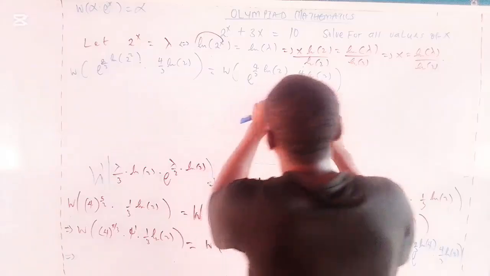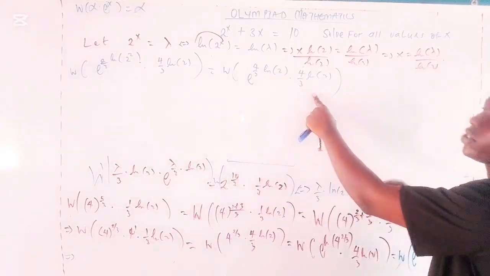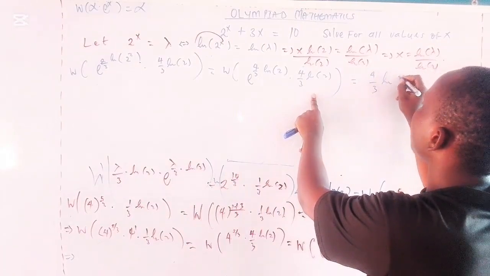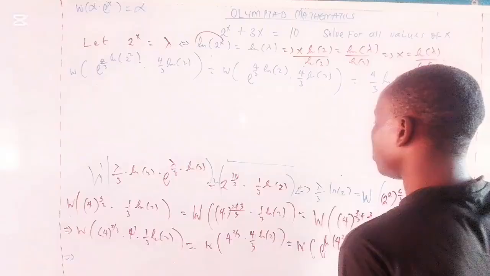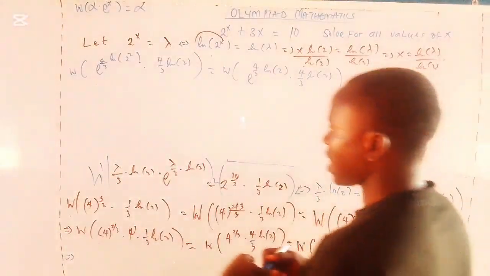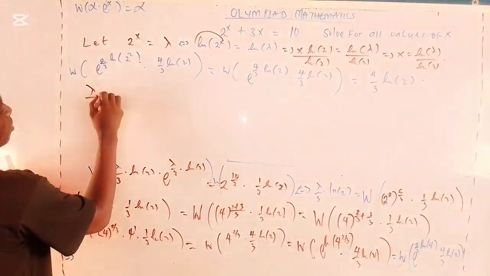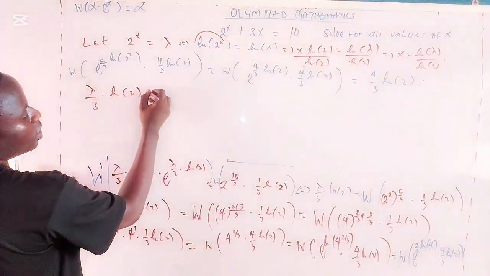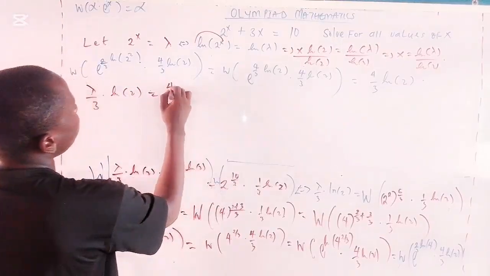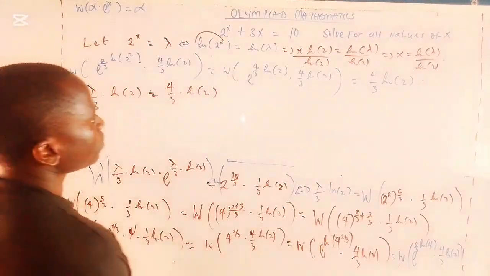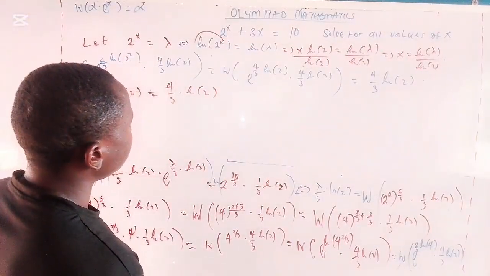You can see they have same stuff now. So definitely this will be equal to what? 4 over 3 multiplied by natural log of 2. Are we together? So then we have this guy. So then we have lambda over 3 multiplied by natural log of 2. So it's now equal to what? 4 over 3 multiplied by natural log of 2. This is cool.